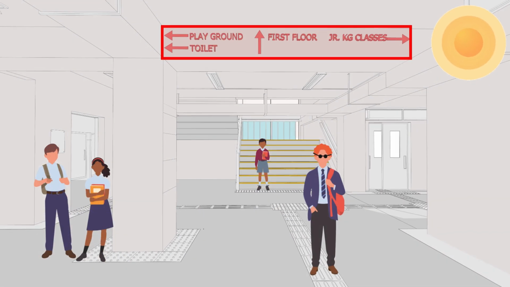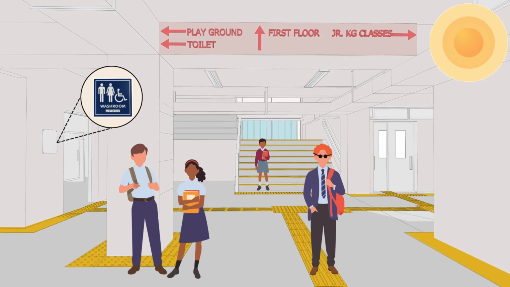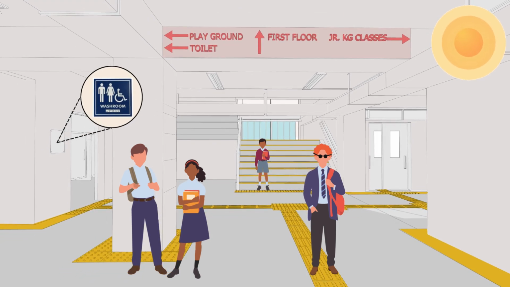Different levels of the building may be color-coded using signages or colored building elements to simplify moving around. Signages for common areas like washrooms, drinking water, etc. must follow a universal language.